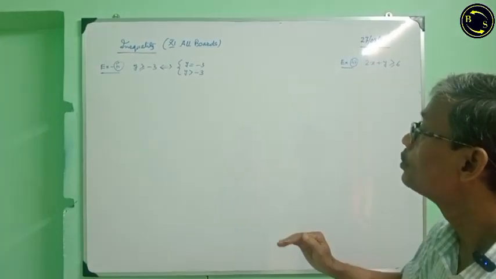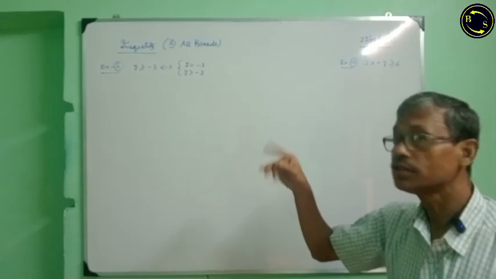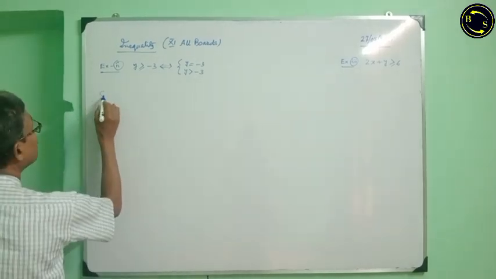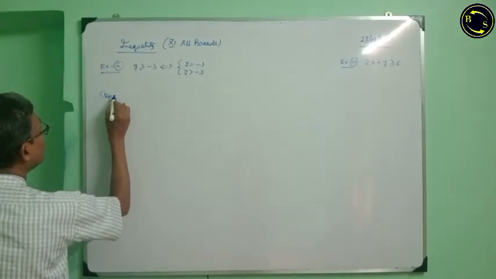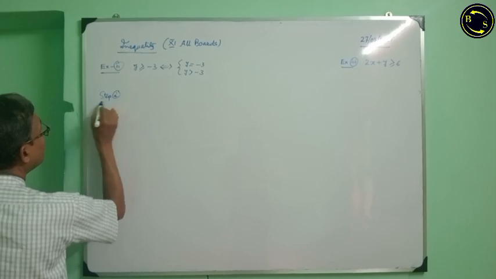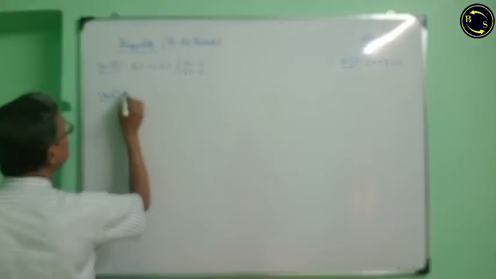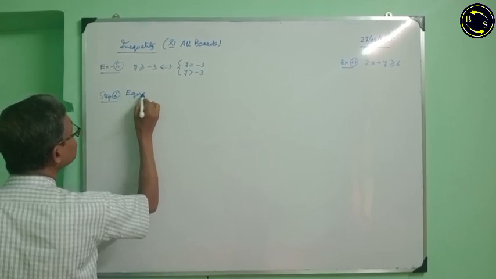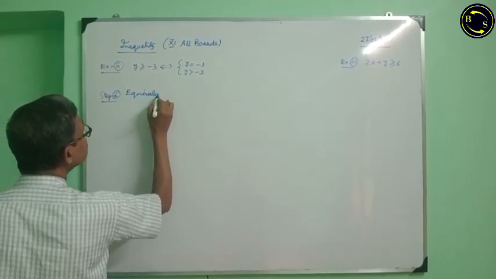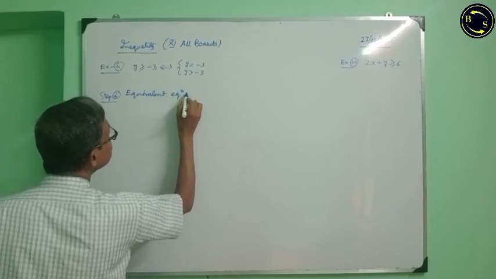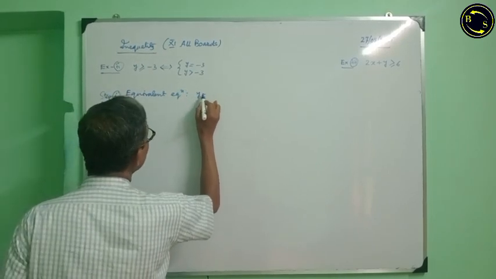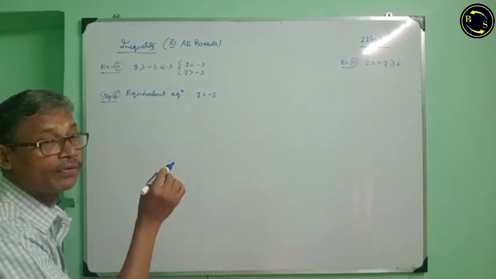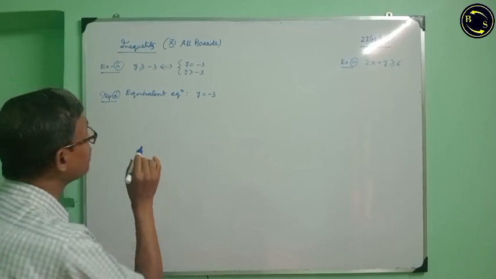Now, how to draw the graph of this equation? First step, writing that equivalent equation, y equal to minus 3. Now we have to draw the graph of straight line represented by this.